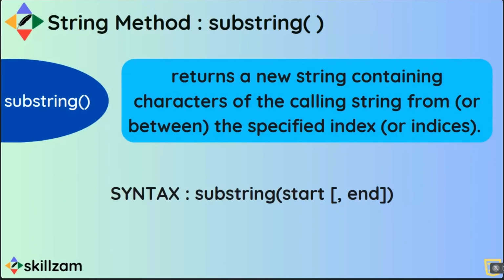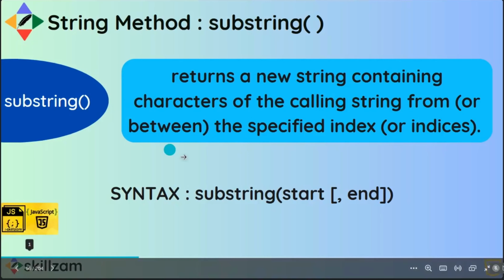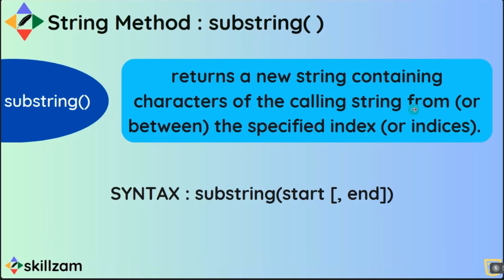Again, there is also a method called substring. So what is the substring? Again, this is similar to extracting the substring out of the main string, but there is a slight difference here. It returns a new string containing characters of the calling string from or between the specified index or indices. So it has a starting point and an end point. But what is the difference between slice and substring? The only difference is the start and the end values less than 0 are treated as 0. Okay, that is the only thing.